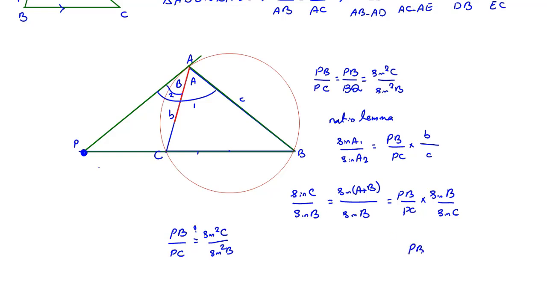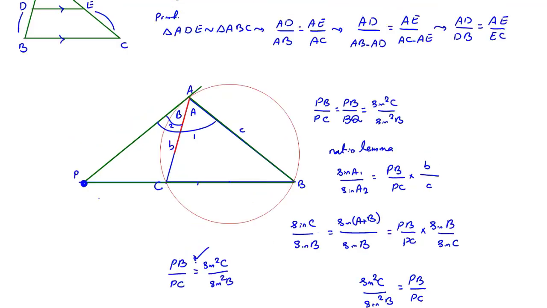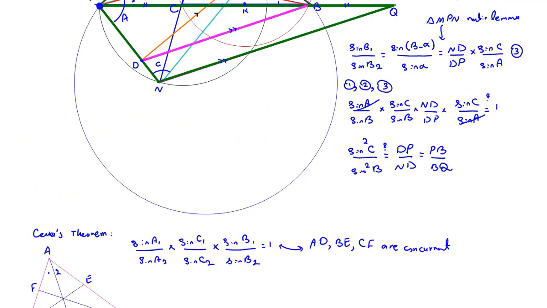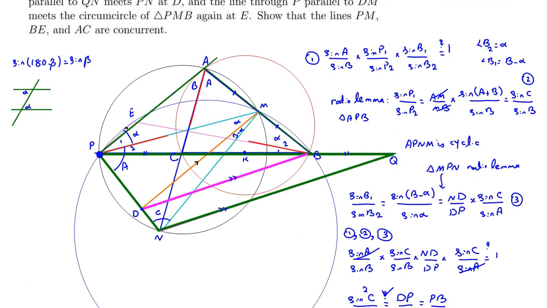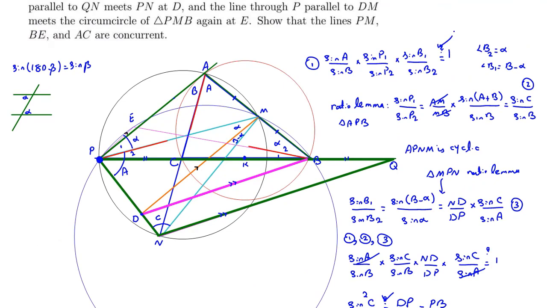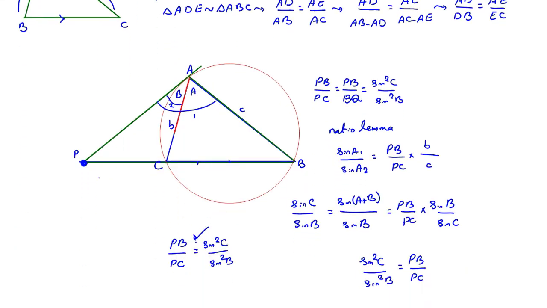So we can say PB over PC equals, you can take sine C here, it will be in the numerator, sine squared C over sine squared B. So we proved this part. Because we proved this part, then this part will be okay, and then Ceva's theorem will be okay. So we proved that the product is one, so by Ceva's theorem these three lines are concurrent, and we proved this problem. Okay, so as you can see, in concurrency, Ceva's theorem is useful.